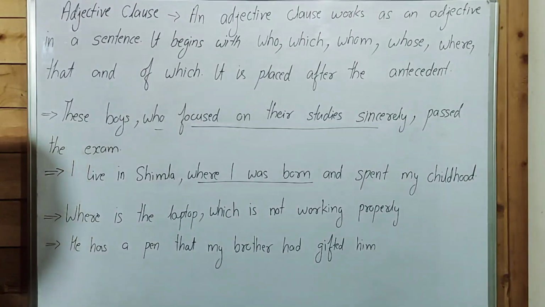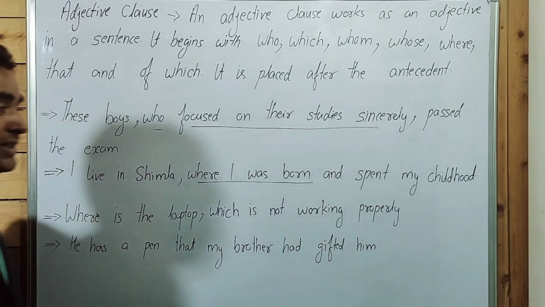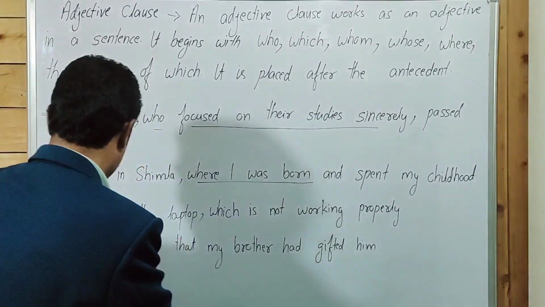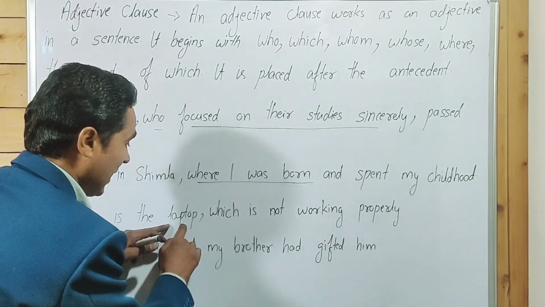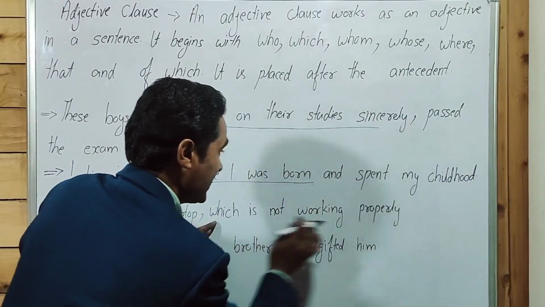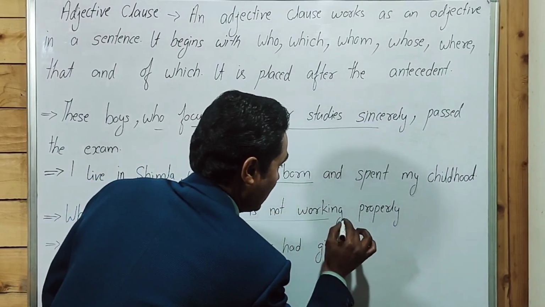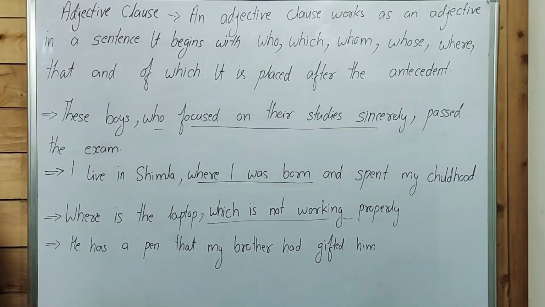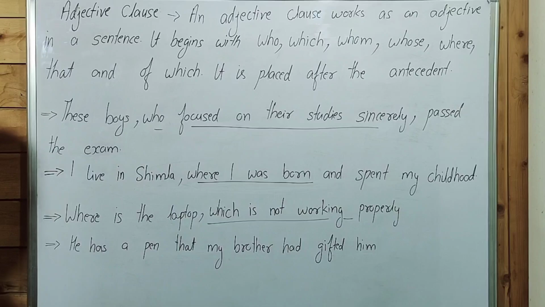Okay, where is the laptop? Where is the laptop which is not working properly? So laptop is an antecedent, which is not working properly. The entire part of the sentence is an adjective clause, a relative clause.